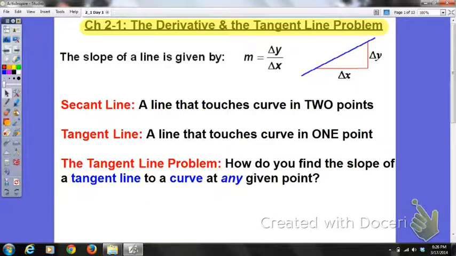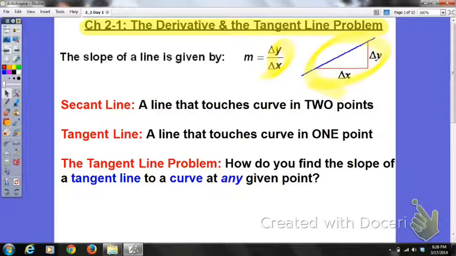Now that we know how to handle limits, we're going to use limits to help us find derivatives. So we're going to jump into Chapter 2 and deal with Section 2.1, which talks about the derivative and the tangent line problem. Thinking back to algebra, we know that the slope of a line is represented by m, or the change in y over the change in x.